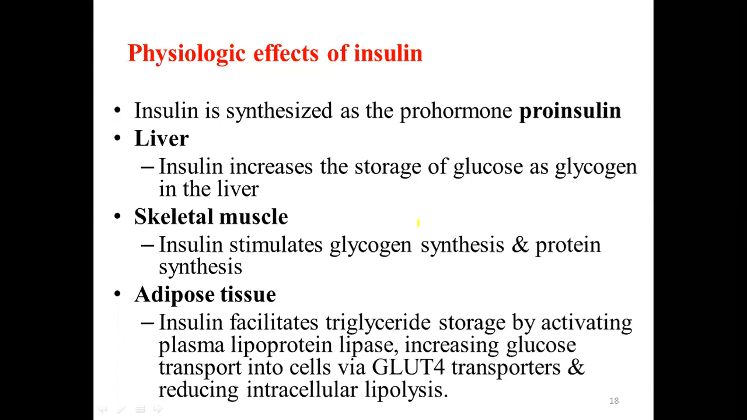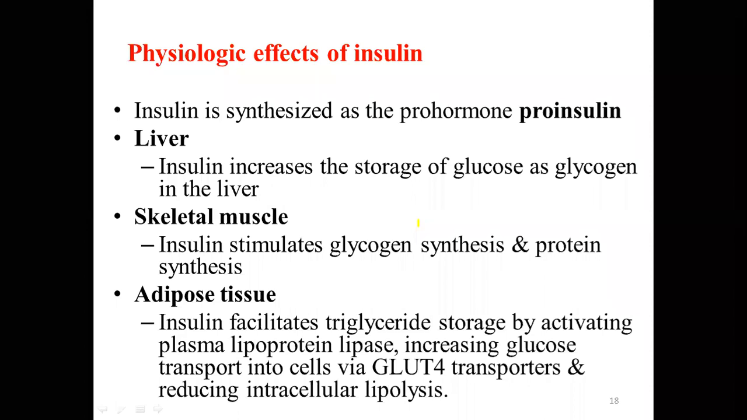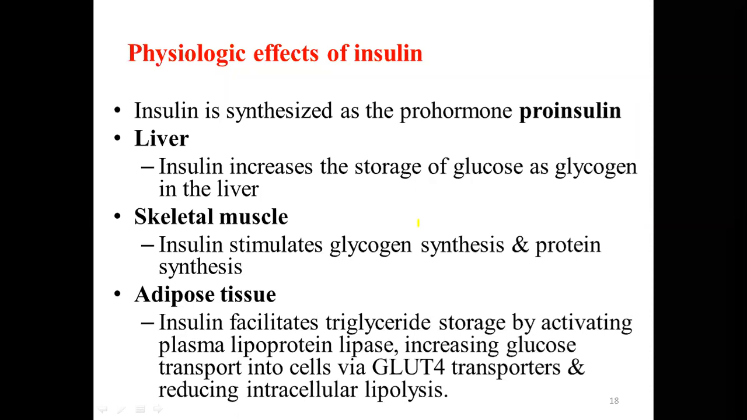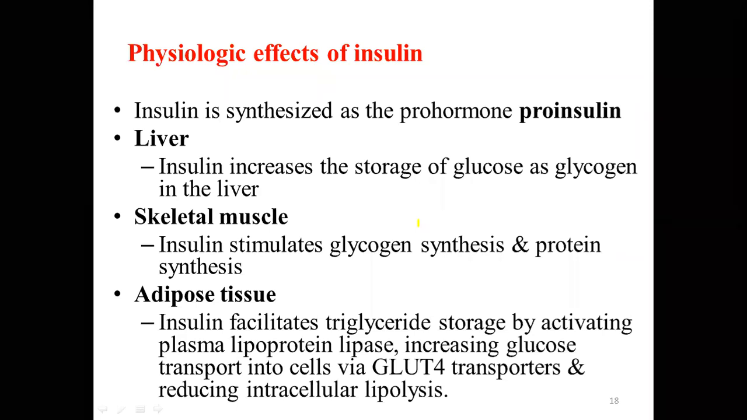But today we'll see about the physiological effect of insulin, and we'll also discuss the pathogenesis of DM, and we'll look at the risk factors of DM. Then toward the end, we're going to look at the diagnostic and the screening criteria for DM. Maybe next class, we're going to discuss the management.